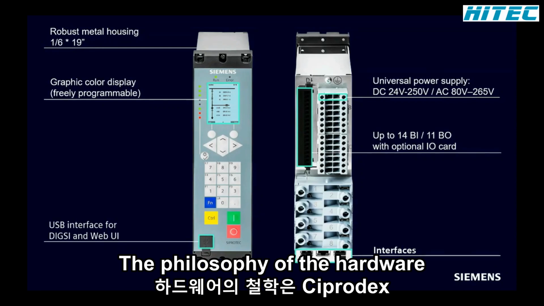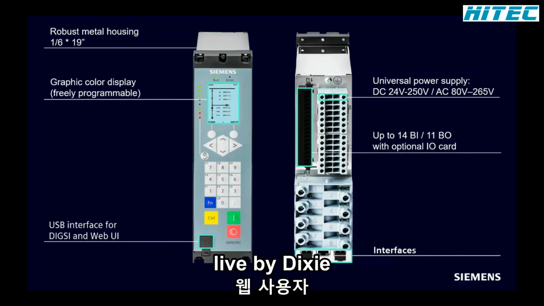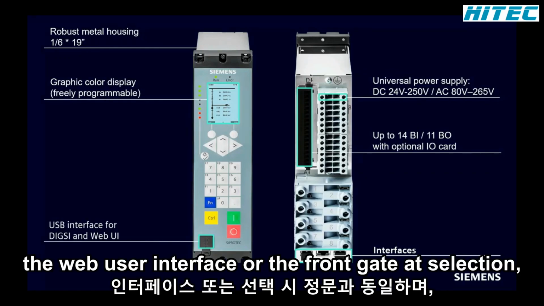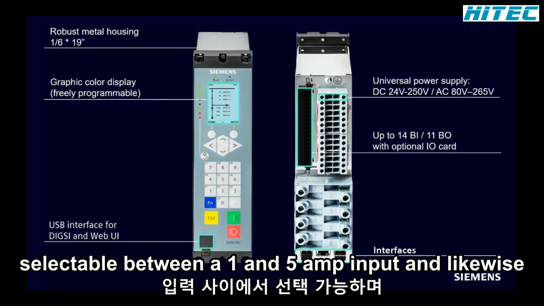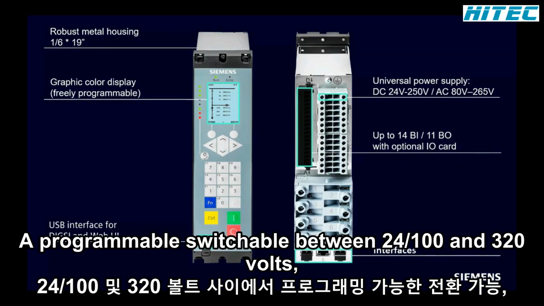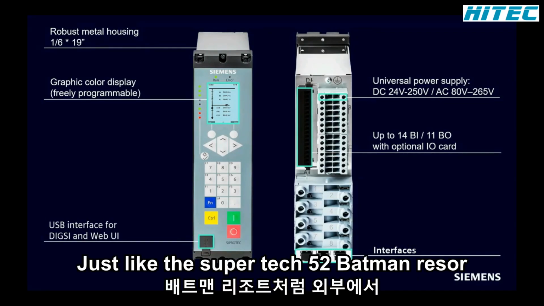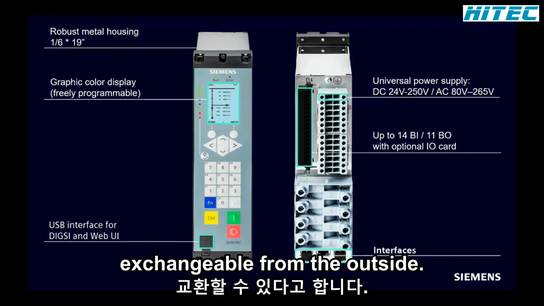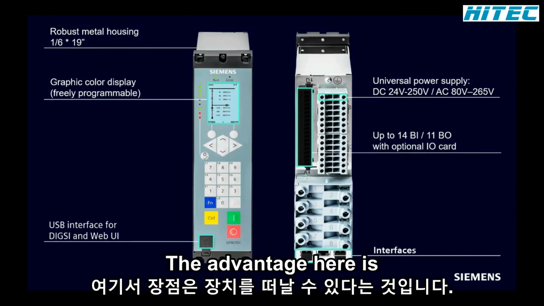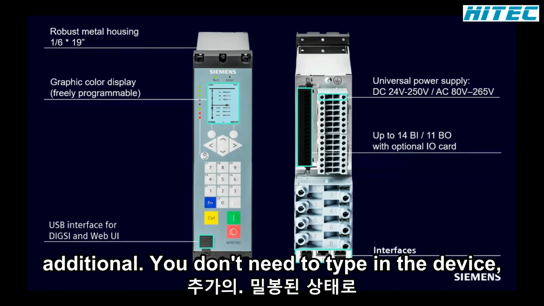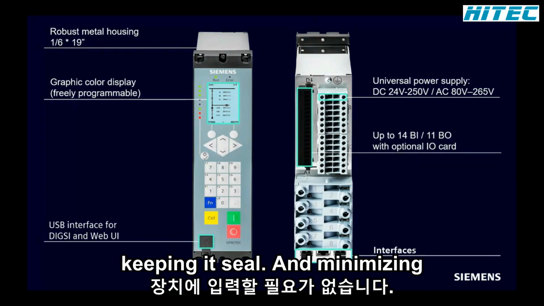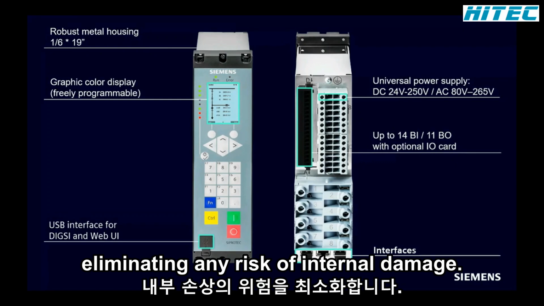The philosophy of the hardware is the same as it is for SIPROTEC 5. Via DIGSI, the web user interface, or the front keypad selection even, the CTs are software selectable between a 1 amp and 5 amp input, and likewise the binary input thresholds are programmable, switchable between 24, 110 and 220 volts DC. Just like the SIPROTEC 5, the batteries are exchangeable from the outside. The advantage here is you can leave the device powered up whilst you change the battery, meaning no protection outages. Additionally, you don't need to open the device, keeping it sealed and minimizing or eliminating any risk of internal damage.